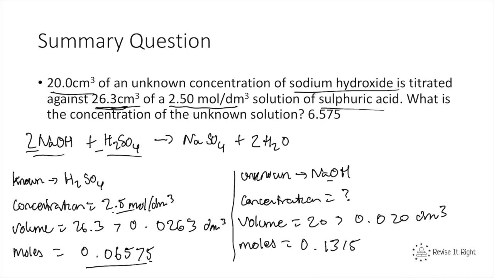We can then use the equation concentration is moles over volume to get our concentration. So moles, 0.1315, divided by our volume, which is 0.020. Okay, you pop that into a calculator and you're going to get 6.575 moles per decimeters cubed, and that should have been your answer for this question here.